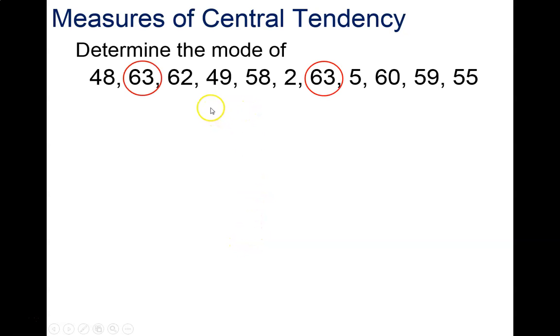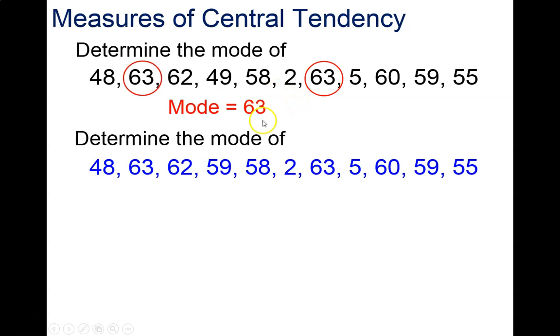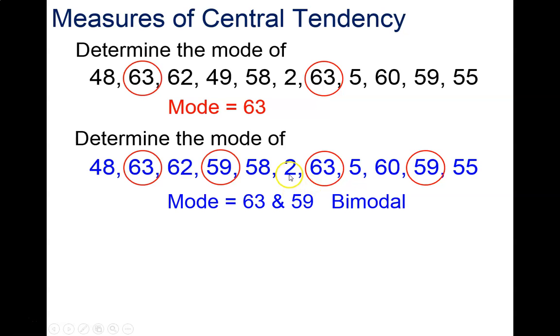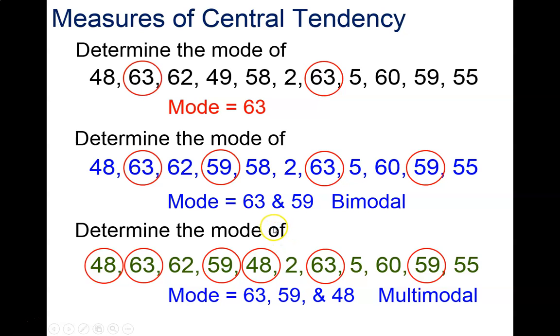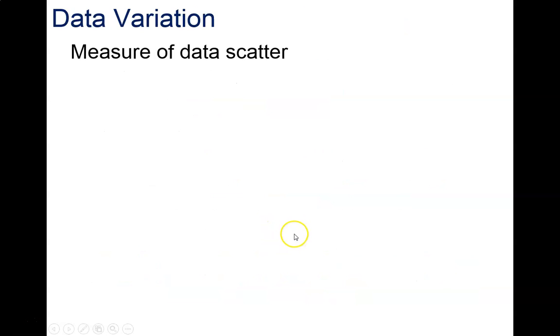So determine the mode of this. We've got two 63s, so the mode is 63, and there's just one mode. If you look at this one, it's got two 63s and two 59s, so there are two modes, bimodal. And in this case, there are 3 modes. I don't see why that's amazingly important, but that's the deal.